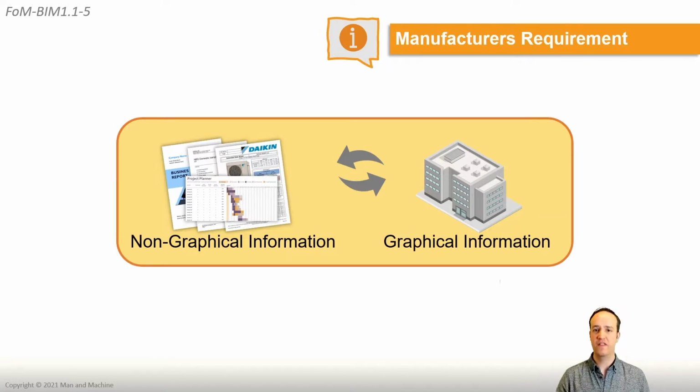What we struggle with is the information. What information do we need? Because our object, our BIM model, if you like, needs to be both non-graphical and graphical information. Alphanumeric and geometrical information, to give you the official terms.